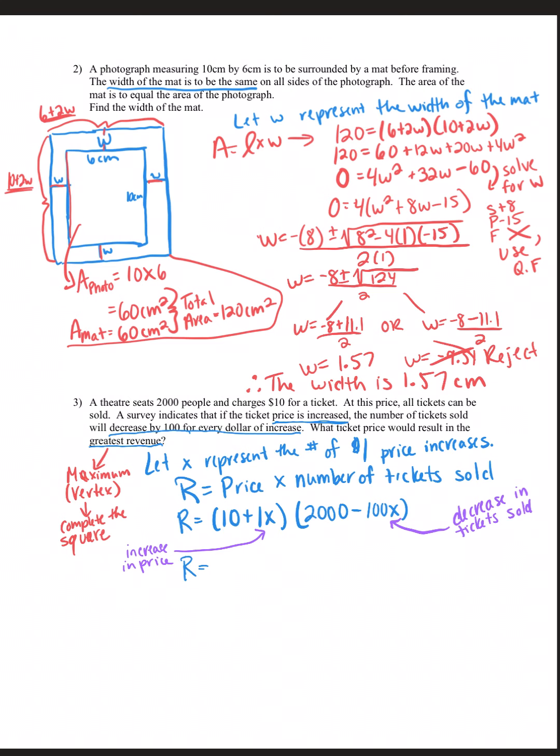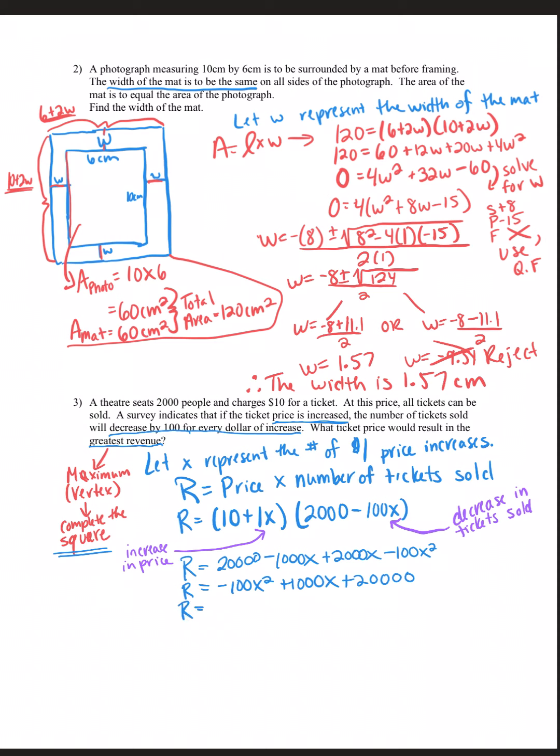So we're going to go ahead and FOIL this. When we FOIL it, we should get 20,000 minus 1,000x plus 2,000x and then minus 100x squared. I'm going to rearrange it so it's in our traditional standard form. So we'll have a negative 100x squared, and then negative 1,000 plus 2,000 is a positive 1,000x, and then plus 20,000. Okay, so we're going to work to complete the square from here, because we're trying to identify what our maximum revenue is going to be.